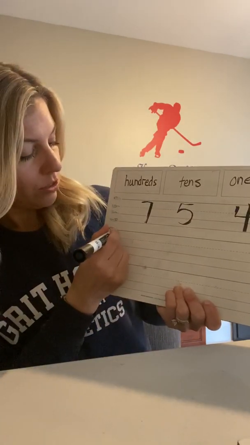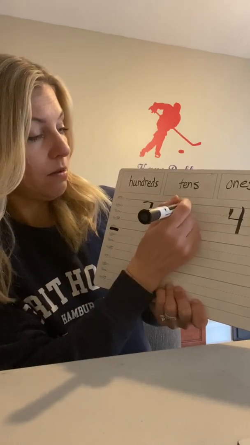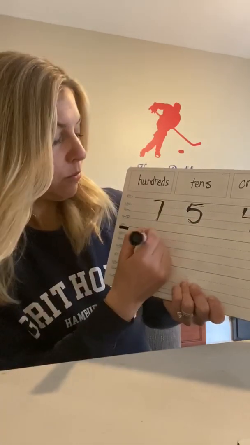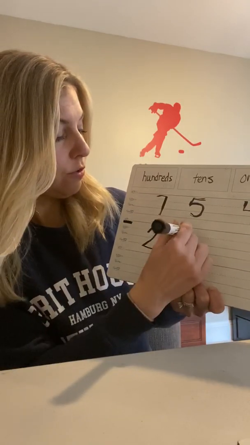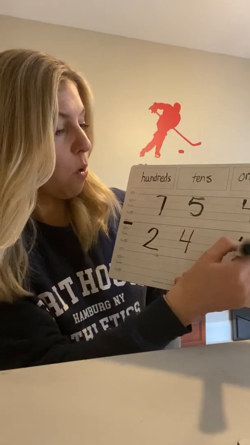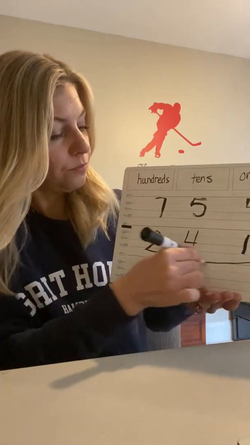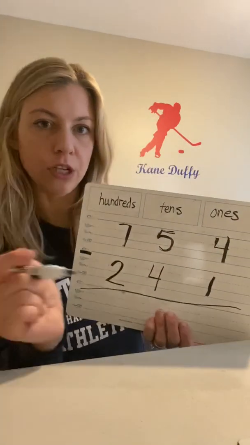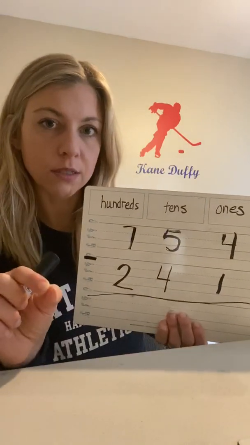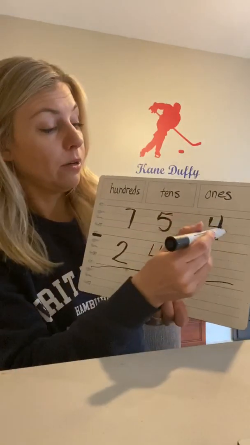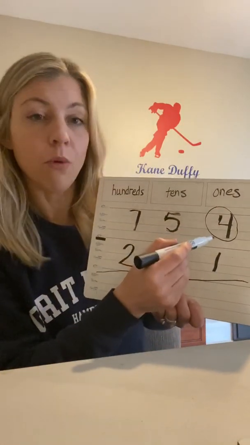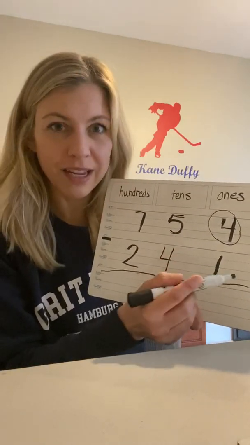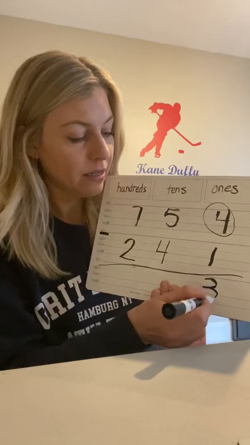And then we're going to take away, I'm going to make it easy without regrouping this time, 241. So our steps are the same as when we do two digits. Look at the ones. Circle the bigger number, okay? Oh, more on top, no need to stop. 4 minus 1 is 3.